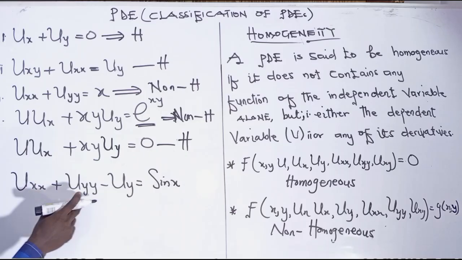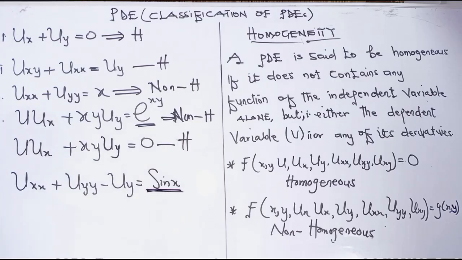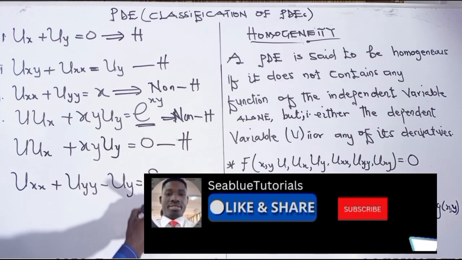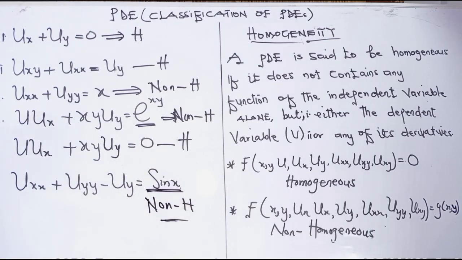Now what about this? We have uxx plus uyy minus uy is equal to sine x. We have a function in terms of the independent variable x, and therefore it makes this equation non-homogeneous. Very, very easy and simple.